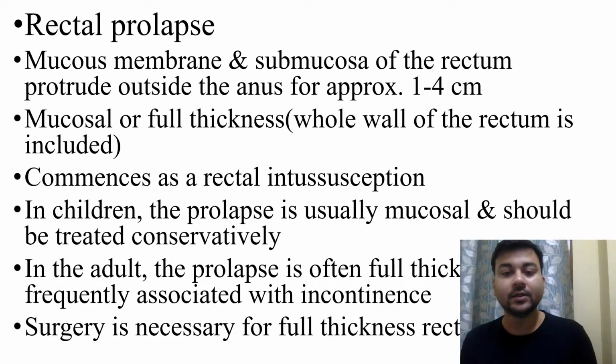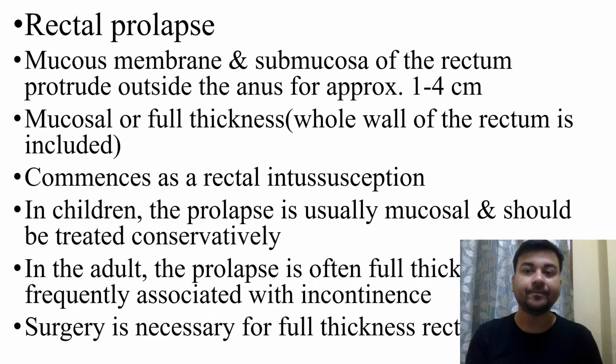In adults the prolapse is often full thickness and is frequently associated with incontinence and is treated surgically. Any mucous membrane and submucosa of the rectum protruding outside the anus for approximately 1 to 4 centimeters is called rectal prolapse. Sometimes it can also commence as a rectal intussusception, where one part of the intestine goes inside the adjacent part.